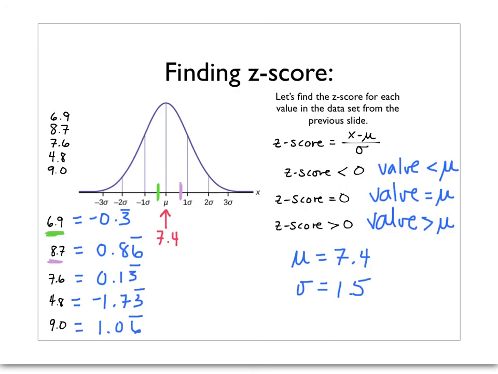A very low z-score, look down here at 4.8, means that's really far away from the mean. Specifically, let's look at that number. Where is that? Oh, nope, sorry, wrong one. Wrong one. This one. This one. Where is that? 1.73. So that's all the way down here. So that value is almost 2 standard deviations below the mean.